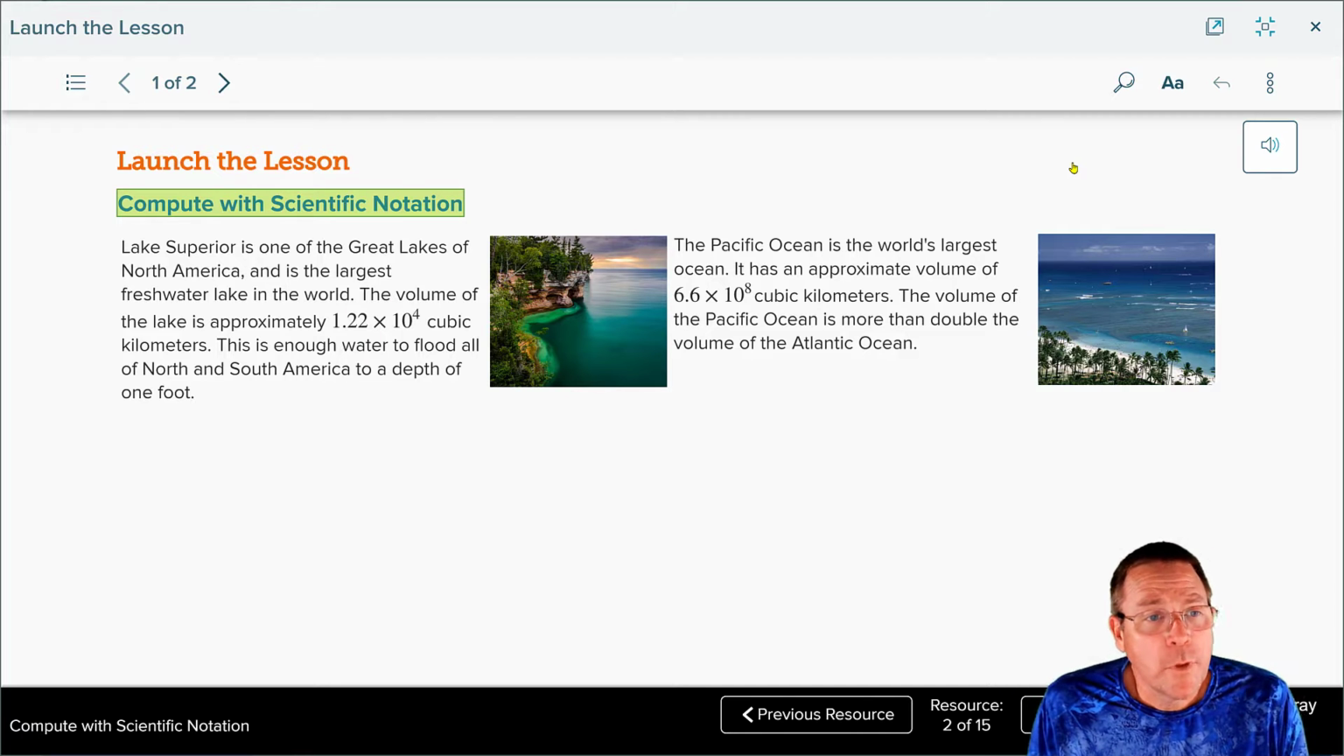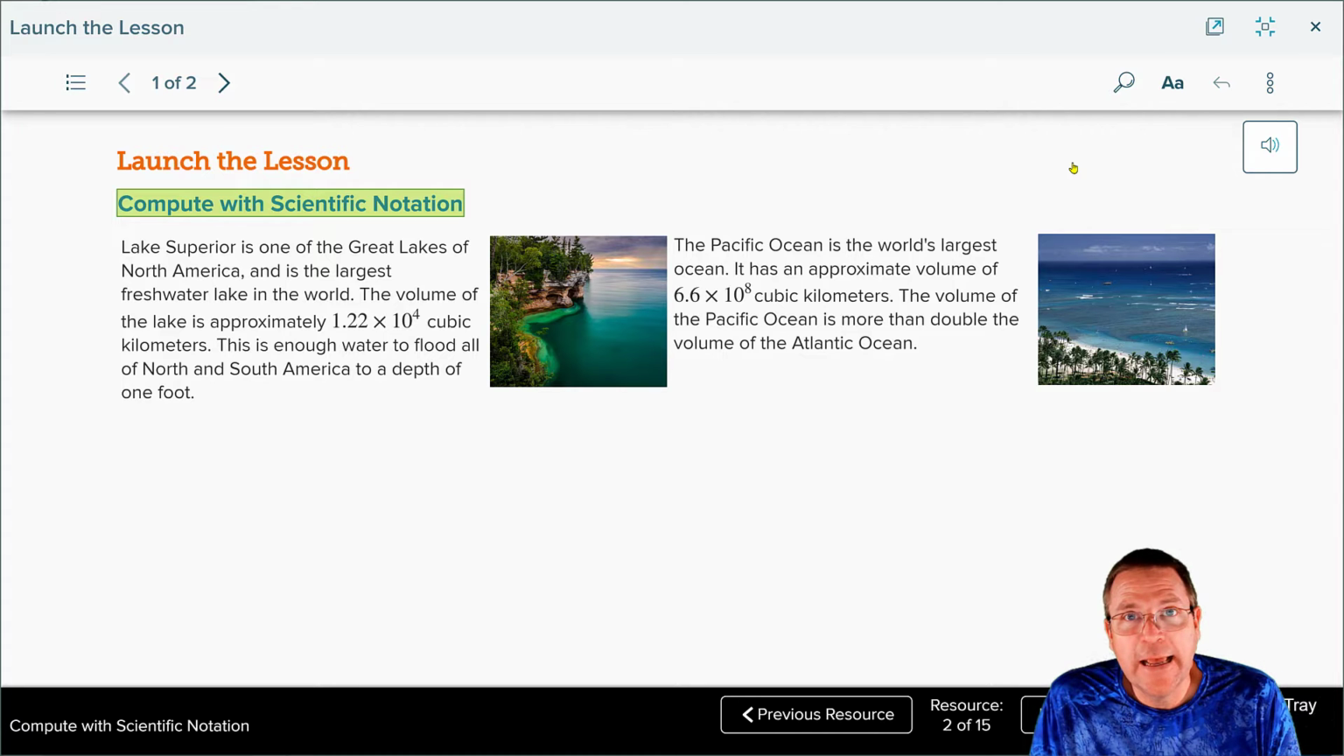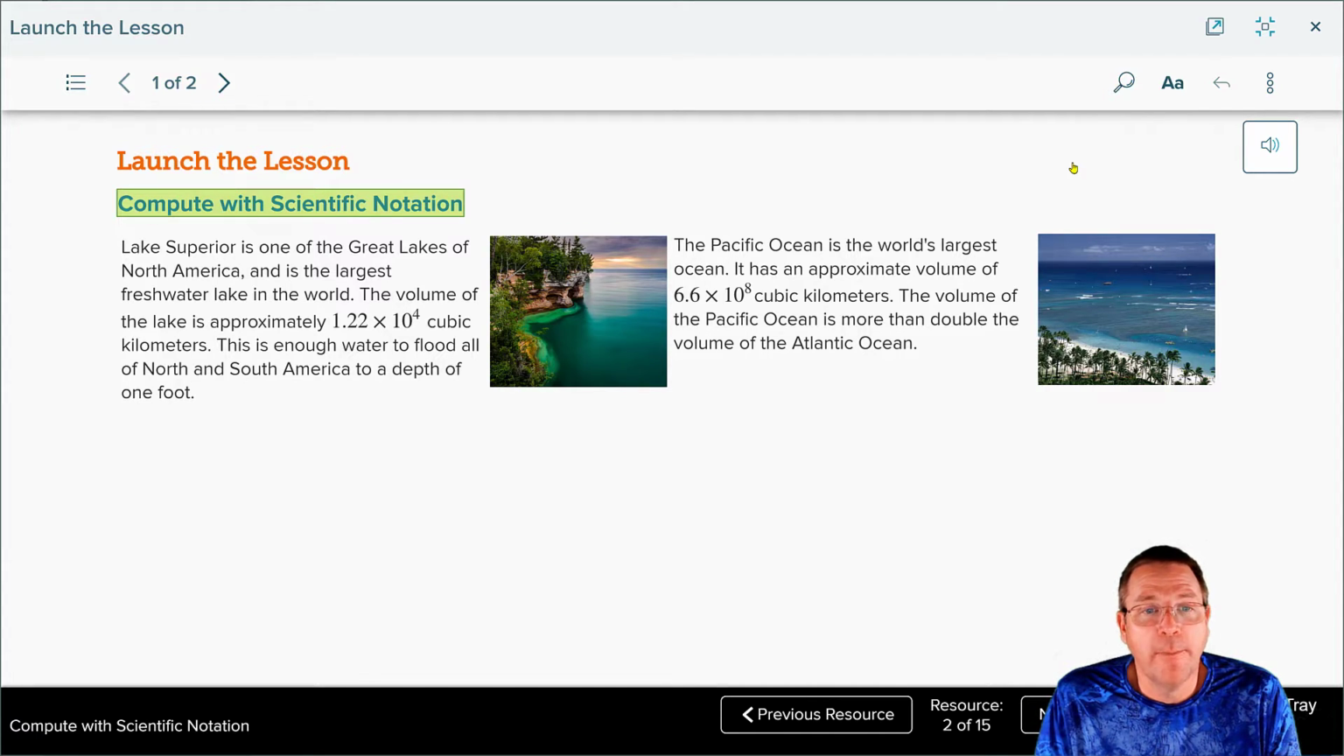Lake Superior is one of the Great Lakes of North America, and it is the largest freshwater lake in the world. The volume of the lake is approximately 1.22 times 10 to the fourth power cubic kilometers. This is enough water to flood all of North and South America to a depth of 1 foot. Think about that. To cover the entire continental space of North America and South America combined, 1 foot deep. That's how much water is contained in Lake Superior.